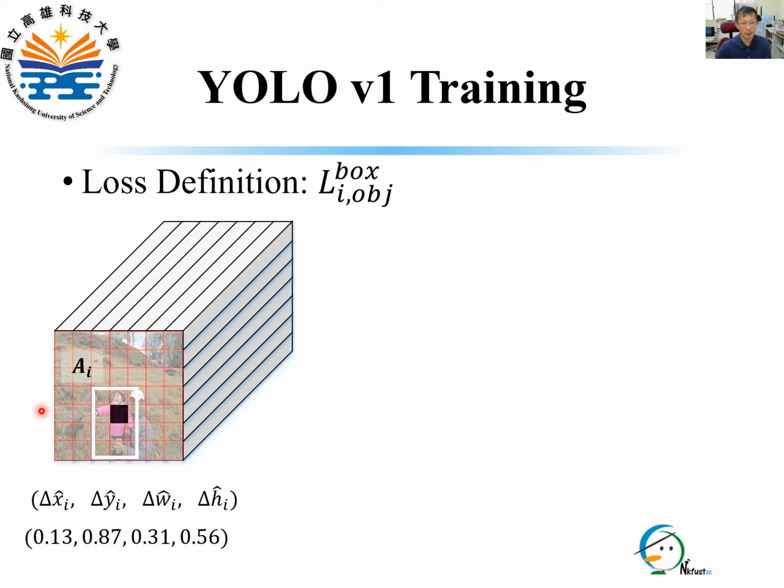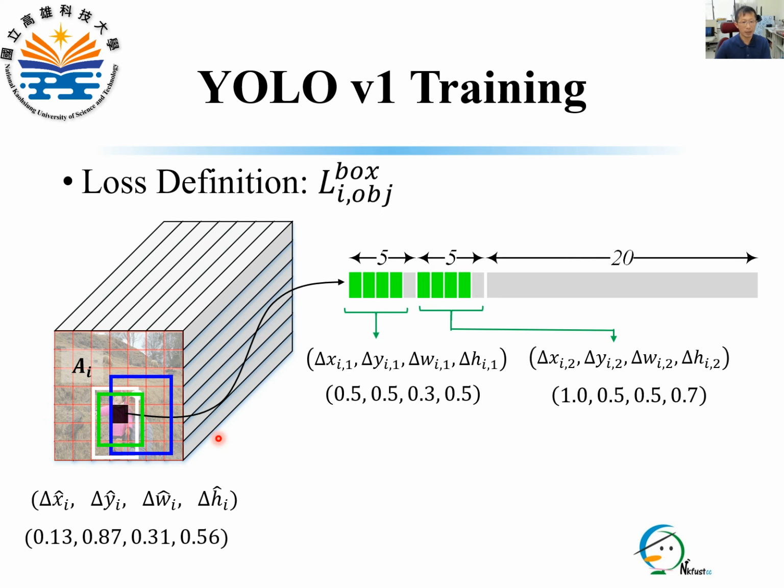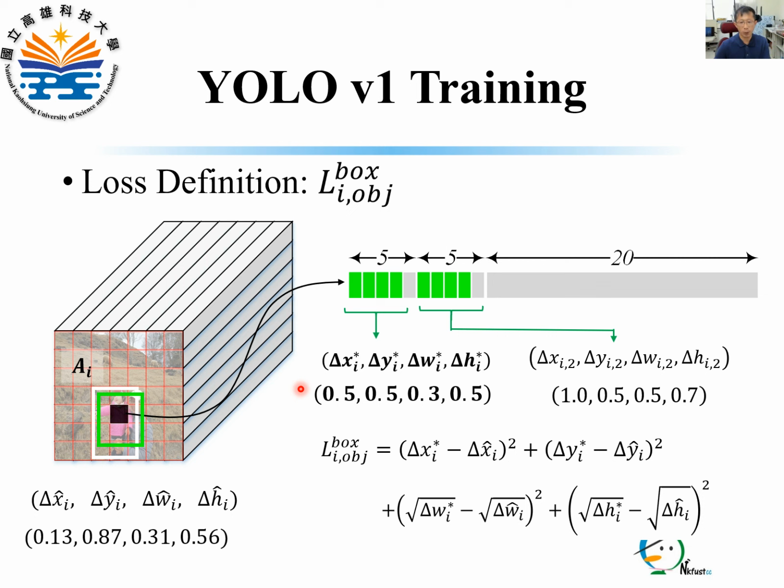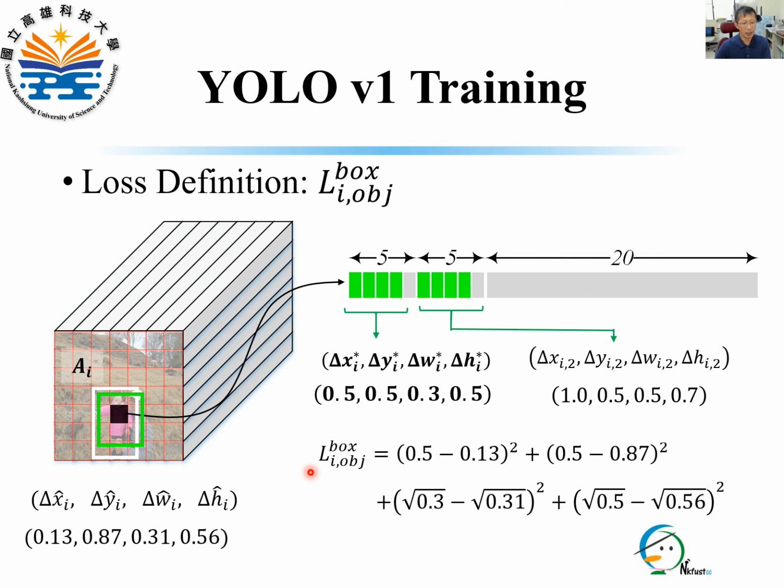For example, let this object anchor encode the ground truth object box as these 4 values. These 2 bounding boxes predicted for this anchor are shown as green and blue rectangles. Since the green rectangle has the maximum IOU with the ground truth box, it is called the responsible box and is used for computing the box loss. The box loss for this case can be expressed as this equation.